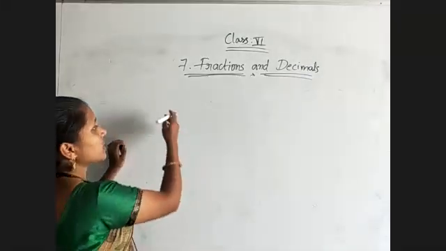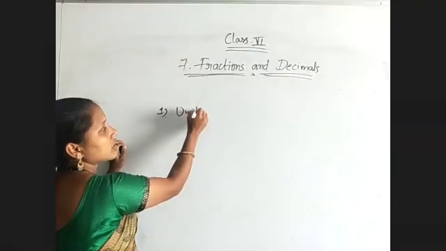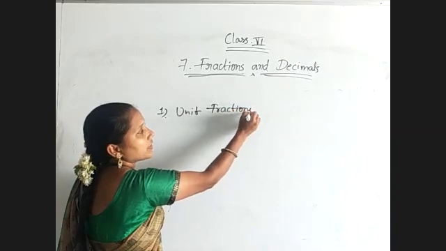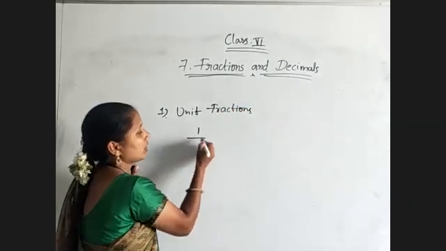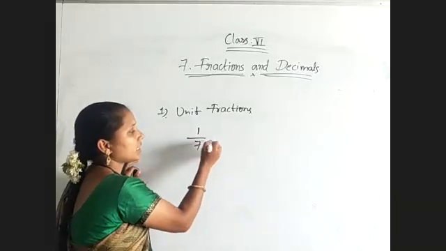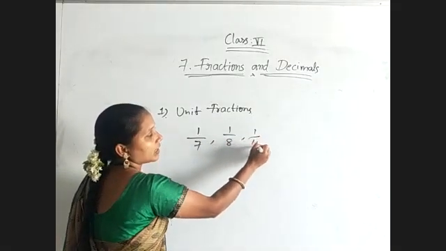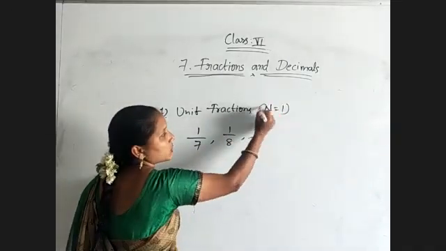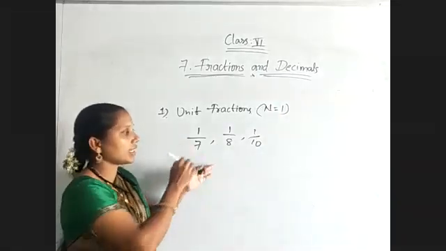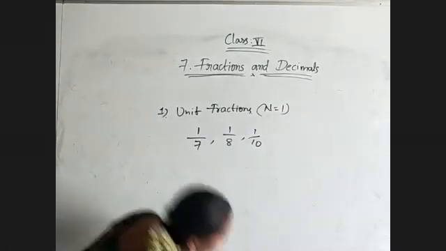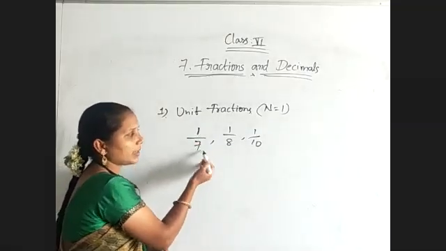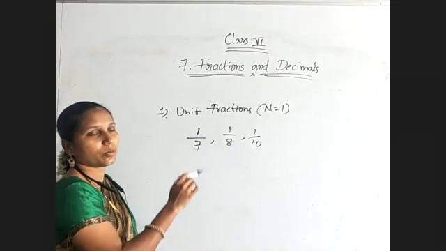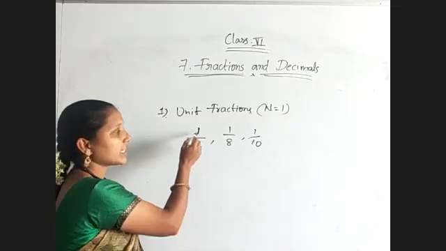Types of fractions. First, we have studied unit fractions. Unit fractions are nothing but the fractions which have the numerator 1 and the denominator any number. So 1 by 7, 1 by 8, 1 by 10, all these are examples of unit fractions. Which fractions have numerator as 1? They are said to be unit fractions. The denominator may be any other number. So 1 by 7, 1 by 8, 1 by 9, 1 by 10, 1 by 3, 1 by 2, all those are unit fractions because the numerator is 1.